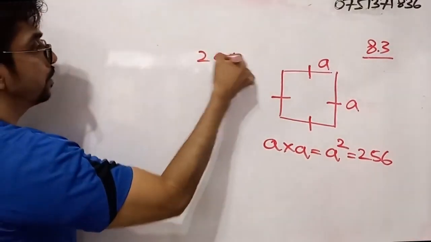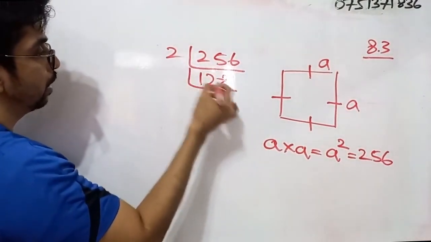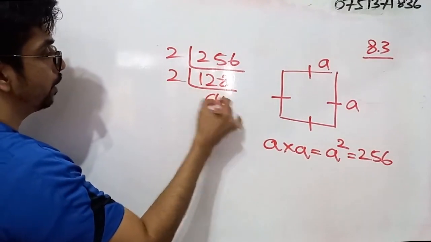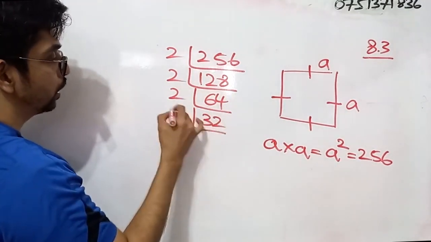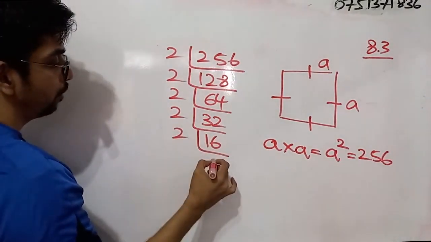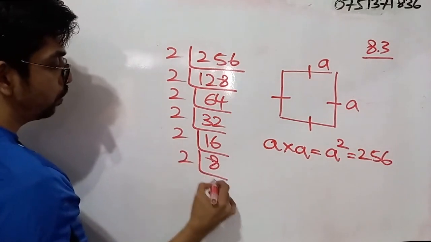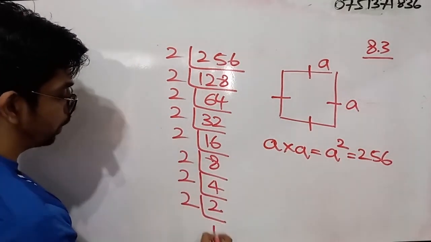So 256, we will divide by 2. So we will get 128. 128 divided by 2, we will get 64. 64 divided by 2, we get 32. 32 divided by 2, we get 16. 16 divided by 2, we get 8. 8 divided by 2, we get 4. 4 divided by 2, we get 2. 2 divided by 2, we get 1.